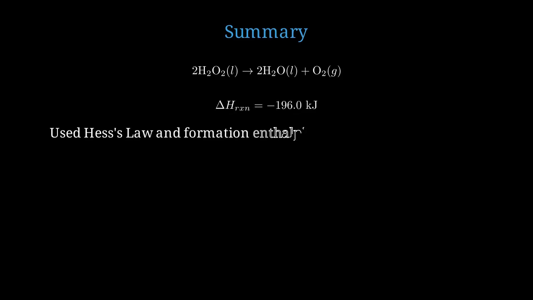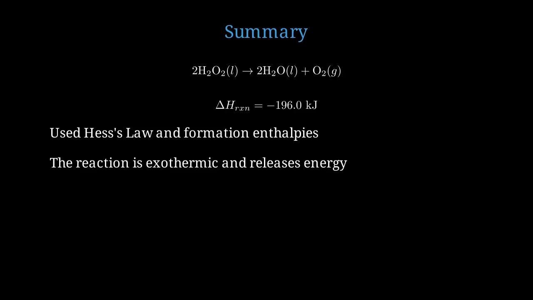Let's summarize what we've learned. For the decomposition of hydrogen peroxide into water and oxygen, the enthalpy change is negative 196.0 kilojoules. We used Hess's law with standard formation enthalpies to calculate this value. The negative value confirms this decomposition is exothermic and releases energy to the surroundings.